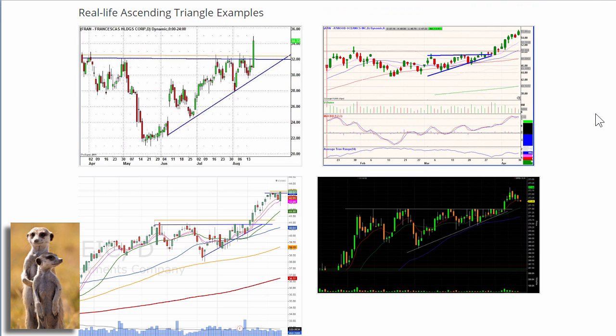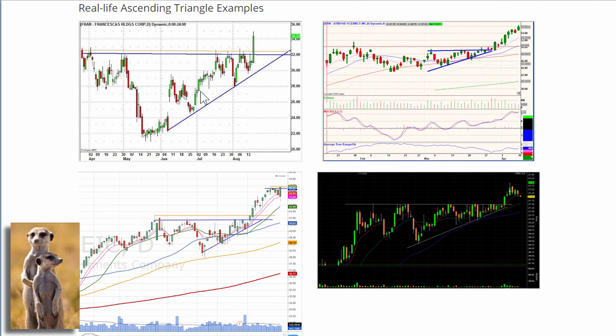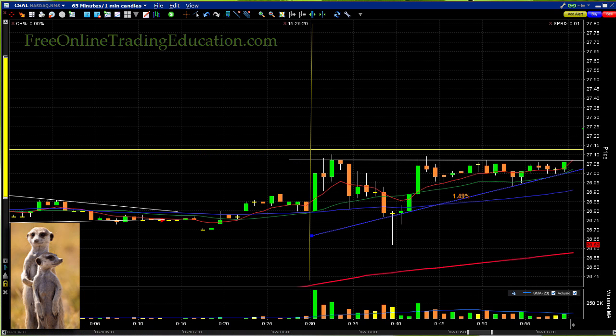Here's some examples of them. These are some from day charts where each candle is 1 day for swing trading. You can see how they've turned out in the past. And here's one from an earlier day trade that I showed. So let's take a look here at the one on CSAL.